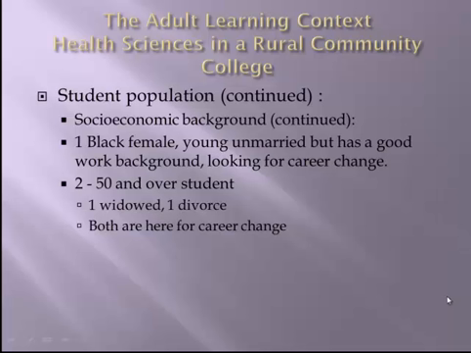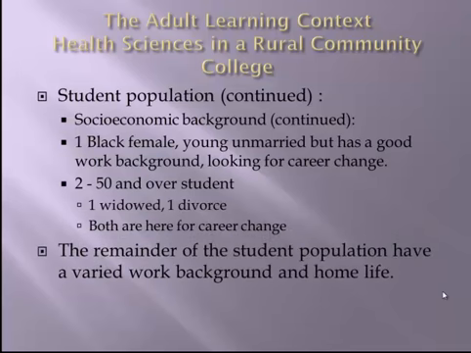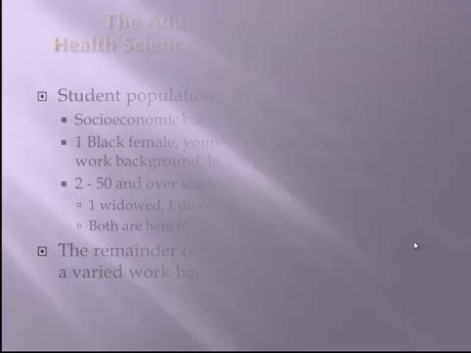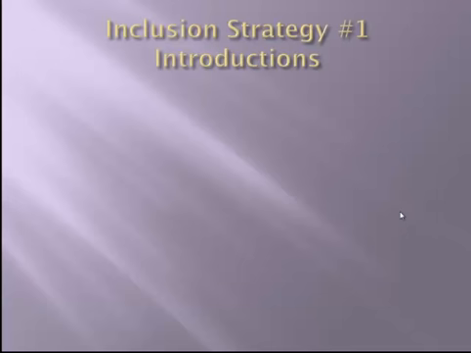The 1 black female was young and married, but had a good work background. She had different jobs, she moved up in those, but she was looking for a career change. And the 2 50 and over students, 1 was widowed and 1 was divorced, but both were also looking for a career change. The remainder of the student population had a varied work background and home life. In other words, some were married, some were dating.